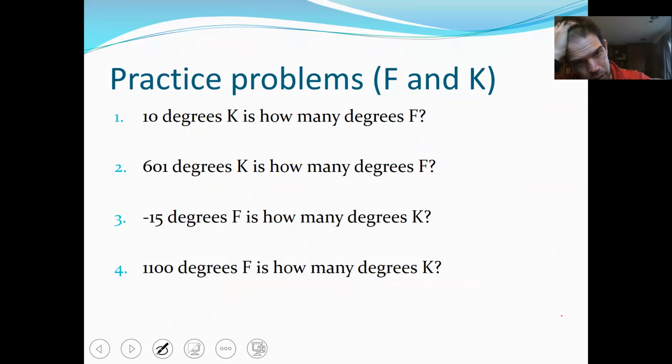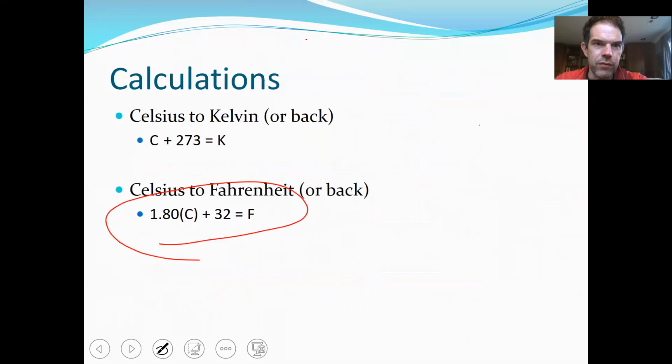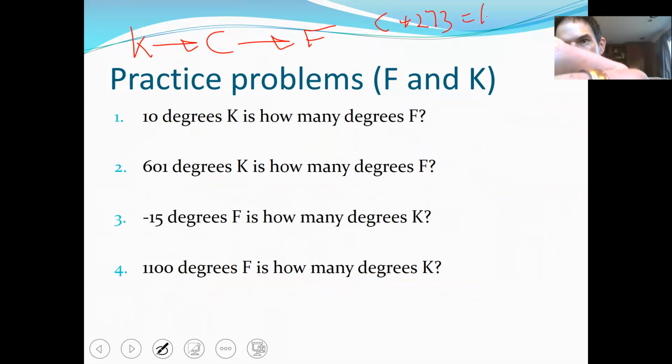There's 4 here. I don't know if we'll do all 4. The key is to know the way you go. If you want to go from Kelvin to Fahrenheit, you're going to have to go from Kelvin to Celsius to Fahrenheit. So you have to use both equations. So remember, copying back over here, the first one is C plus 273 equals K. And the second one is 1.8, and then in parentheses the C, plus 32 equals F.